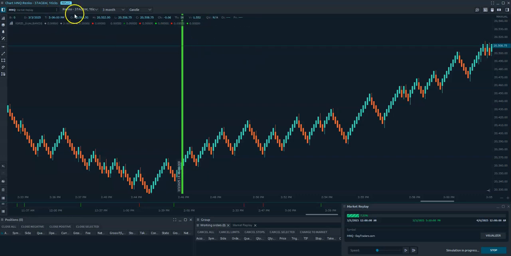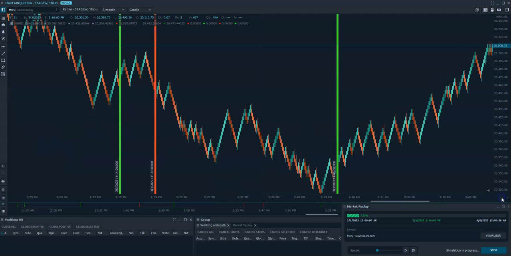It works on range bar, Renko, Heikin-Ashi, time-based. The system doesn't care what bar type I'm on. I just happen to like to use it on Renko. I can use it on tick charts, volume charts, and so on. So the system is very robust.